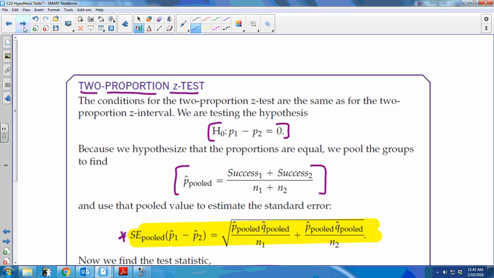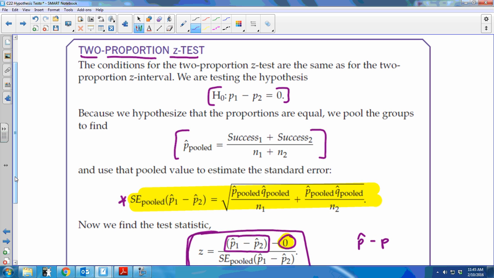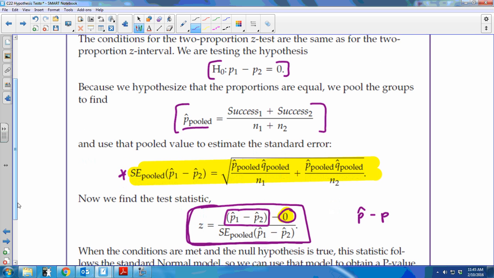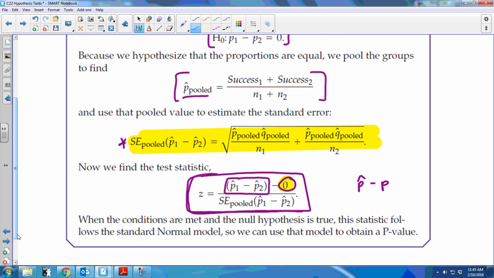So here are the steps again. Two proportion z-test. You have your hypotheses, you check your conditions. You're going to write a sentence about it and say you're doing a two proportion z-test, because now this is the fourth different thing you know how to do. One proportion z intervals and tests, and now two proportion z intervals and tests. So you just say what you're doing. You find your p-hat pooled so you can find your standard error, which is just that equation we used before, p-hat q-hat over n plus p-hat q-hat over n, and we take the square root. But we're going to use that pooled value.